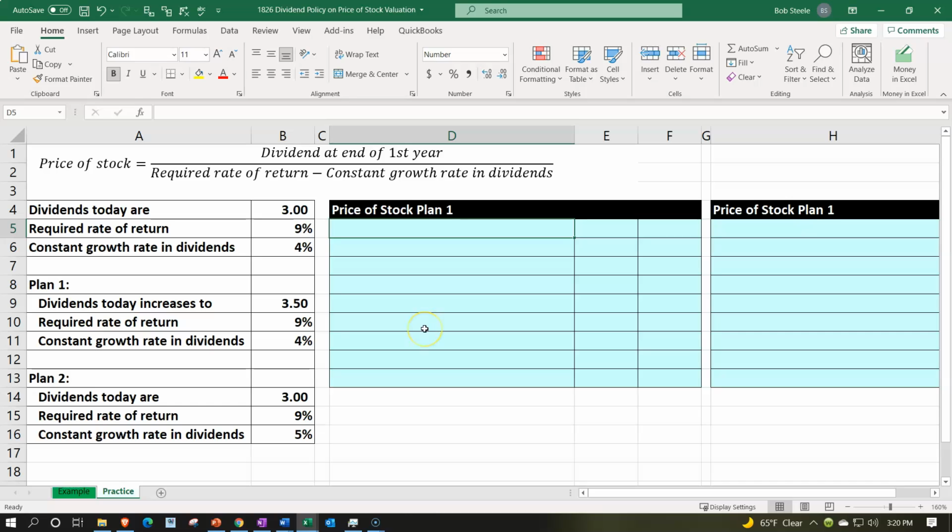Here we are in our Excel worksheet. If you have access to the Excel worksheet and would like to follow along, note that we're in the practice tab as opposed to the example tab. The example tab in essence being an answer key. We have the information on the left hand side. We're going to populate that into the blue area on the right hand side.